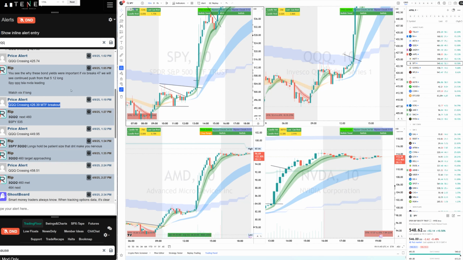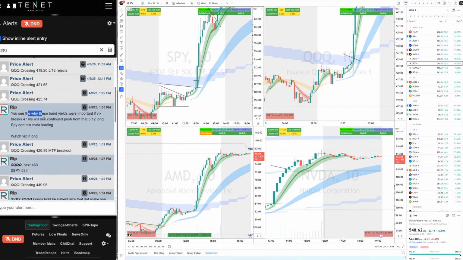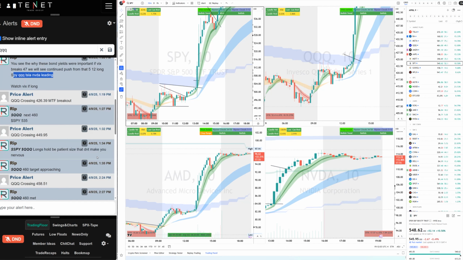So what did I tell the traders? Those who were long, even before the MTF breakout, you see why the bond yields are important. If VIX breaks 47, we will see a continued push from that 512 long. We'll talk about Tesla, NVDA later. But as soon as I saw the news, everybody in the community went long the market.